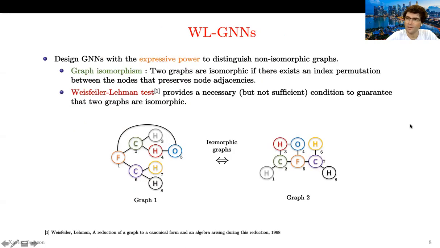So GNNs have been designed with the expressivity power to distinguish non-isomorphic graphs. What is a graph isomorphism? If you have these two graphs, they look different, but they are actually the same. You can find an index permutation which will preserve the node adjacencies. The Weisfeiler-Lehman test, the WL test, provides a necessary condition to guarantee that two graphs are isomorphic. So they are the same.